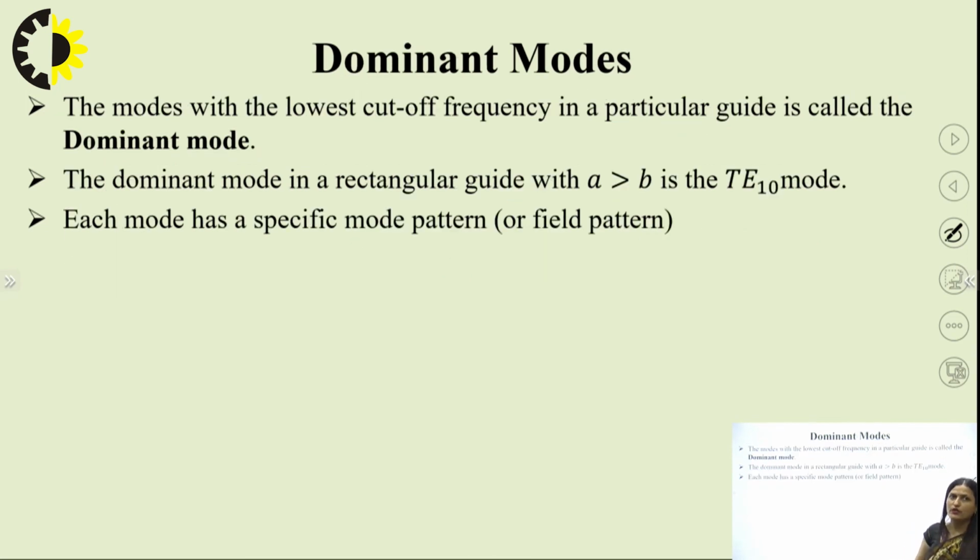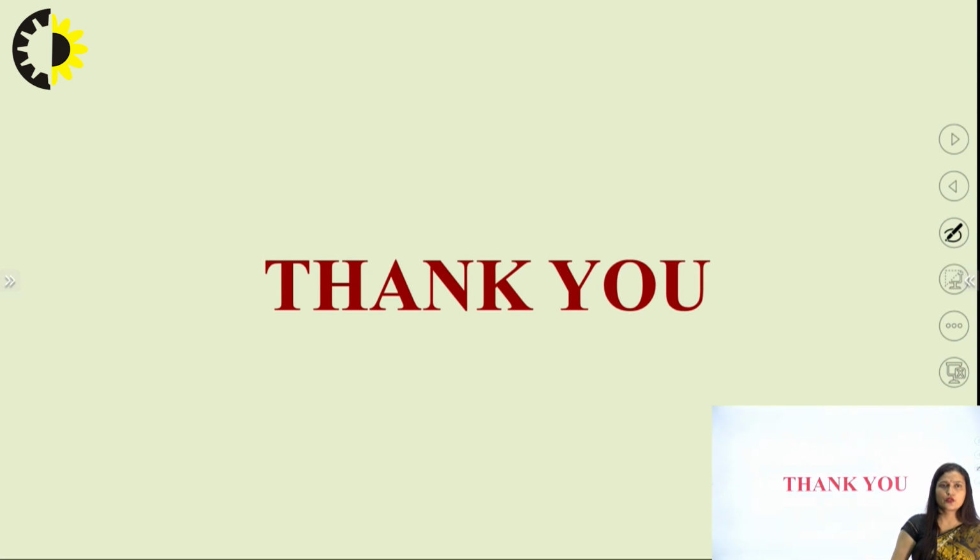Dominant mode: the mode with the lowest cutoff frequency in a particular guide is called the dominant mode. The dominant mode in a rectangular waveguide with a greater than b is always the TE10 mode. Each mode has a specific mode pattern. So today we have discussed the waveguide, how the electromagnetic wave travels through the waveguide, and what the solution of the wave equations is.